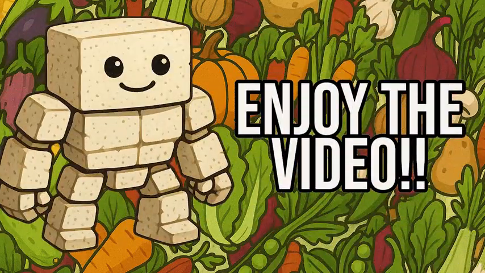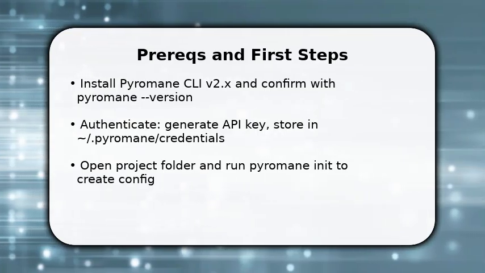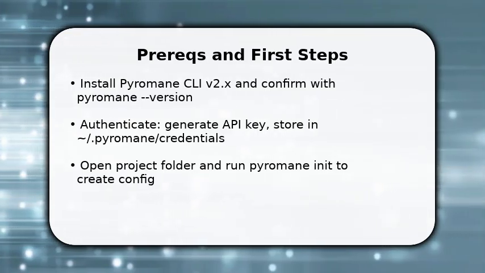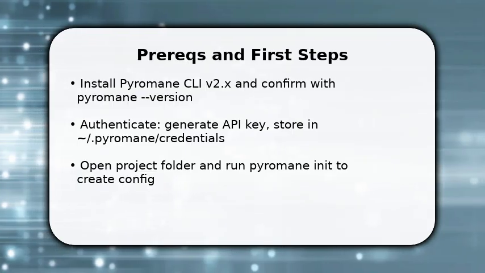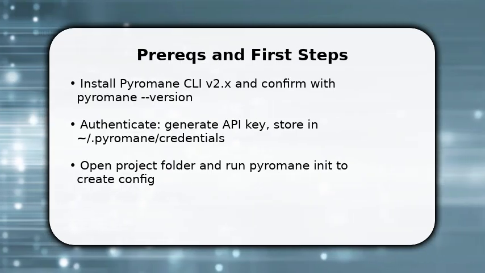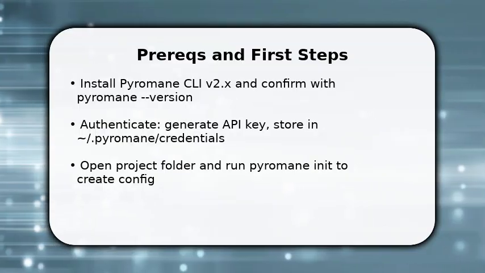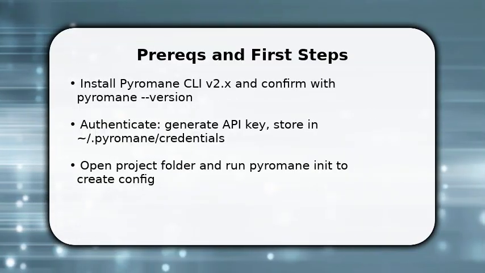Please enjoy the video. You start by confirming prerequisites: Python, Pyromane CLI, and a valid API key. Once the CLI is installed, run pyromane version to verify. Then generate and securely store your API key in ~/.pyromane/credentials so commands authenticate seamlessly.